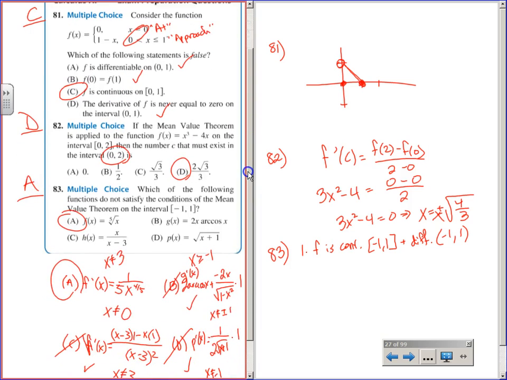Any questions that you guys have? What was the hardest one? Probably the last one as far as work. But do you get what I did? Continuous, check domain. Differentiable, check derivatives domain.